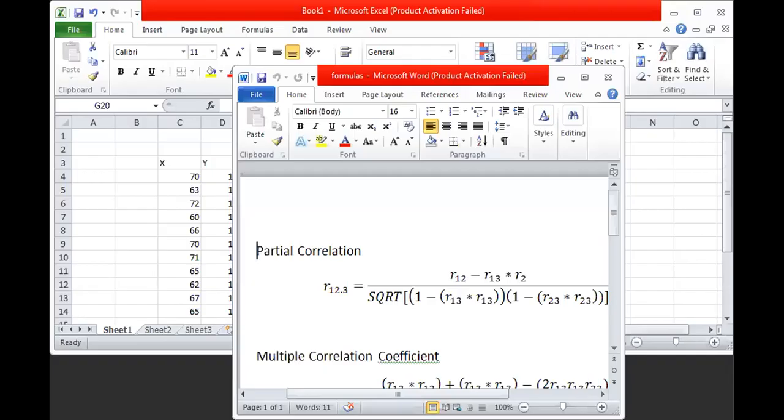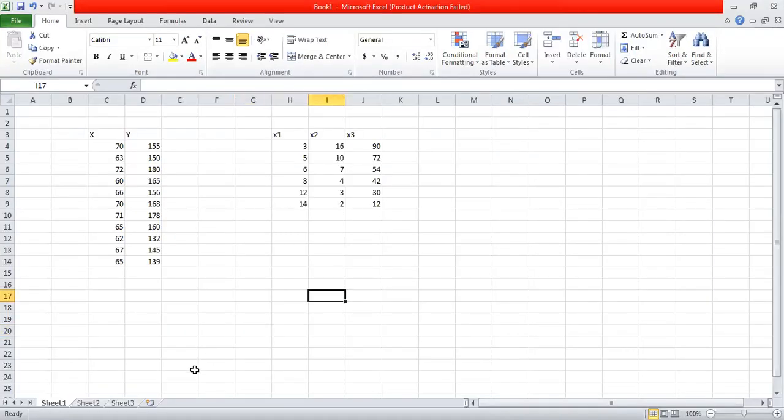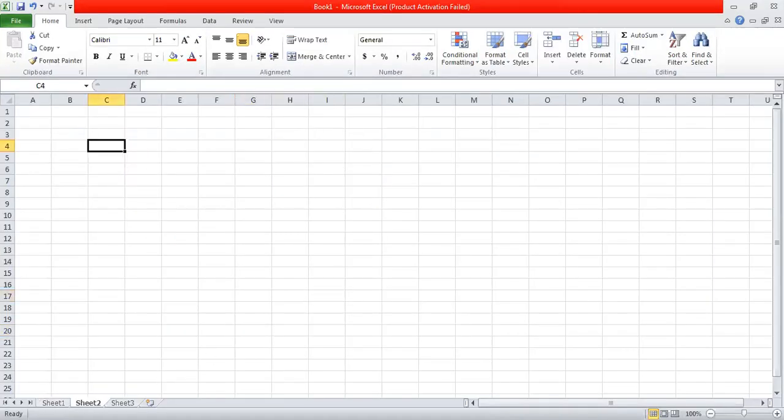Good morning, students. In the last class, we discussed the MS Excel practicals related to the generation of random numbers, and also fitting of the straight line and parabola by using the principle of least squares method. So in today's class, we'll continue with the next practical.